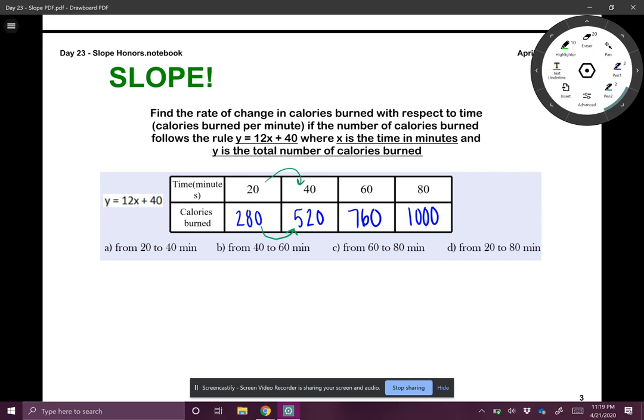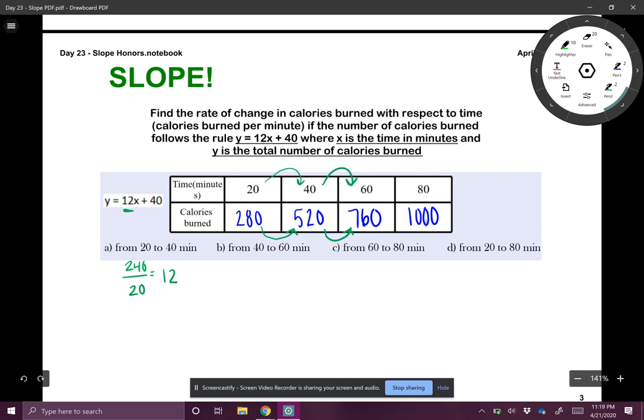Now finding our change in x is simple. All you have to do there is 20 to 40, and that would be an addition of 20. So our change in x is 20, and our change in y from 280 to 520 is 240. When you divide 240 by 20, you end up with 12, which is what you should have ended up with because we've got 12x as our slope. Let's look at our rate of change from 40 to 60.